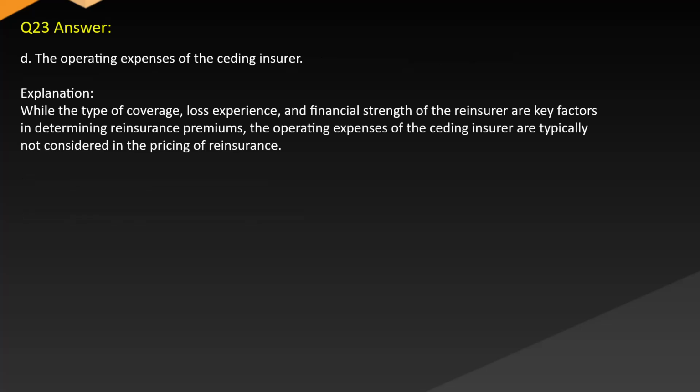Answer: D. The operating expenses of the ceding insurer. Explanation: while the type of coverage, loss experience, and financial strength of the reinsurer are key factors in determining reinsurance premiums, the operating expenses of the ceding insurer are typically not considered in the pricing of reinsurance.